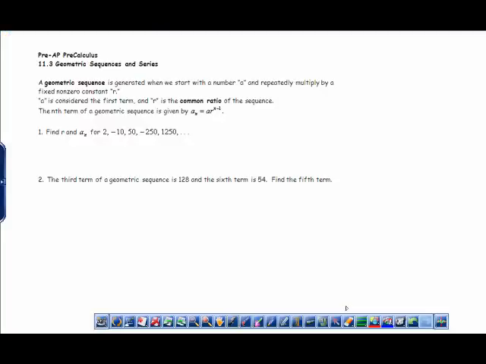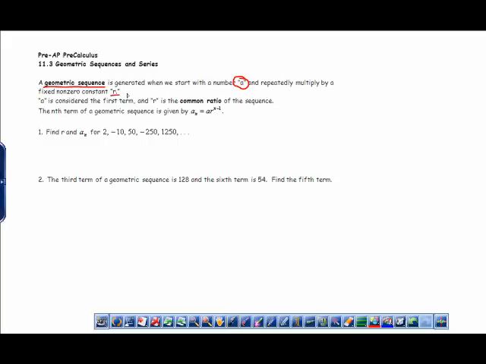Okay, so this is the video lesson for 11.3 geometric sequences and series. We saw in our last video about sequences and series just in general, closed and recursive, and now we're going to talk about a specific one, the geometric sequence. This is generated when we start with the number a and we repeatedly multiply by a fixed non-zero constant r.